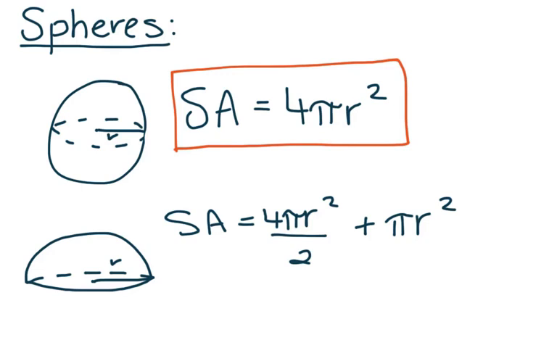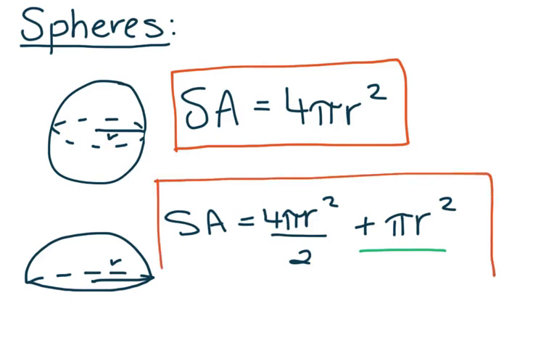But what you have to remember when we're doing surface area is that base that hemisphere is now sitting on is part of the surface. So that's why we've had to add in the pi r squared as well, because that's the area for one circle. So we've got the two formulas here. One is for a full sphere and then the other is for a hemisphere.